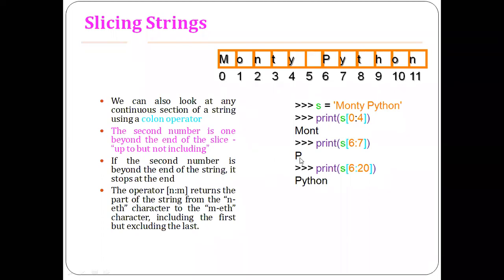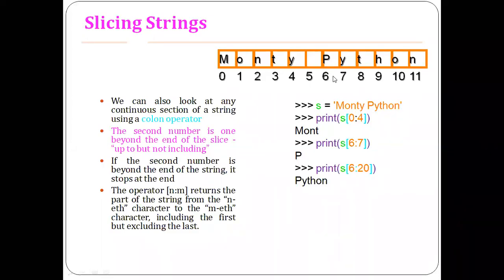Let us look at an example of how the slicing of strings is done here. So here is one example, Monty Python. M has an index of 0, O has an index of 1, N is 2, T is 3, Y is 4, and the space, which is also considered a character, has an index of 5, P has an index of 6, and so on up to the 11th index.